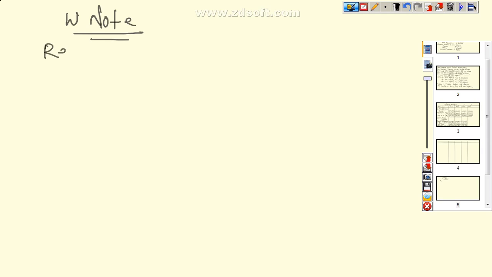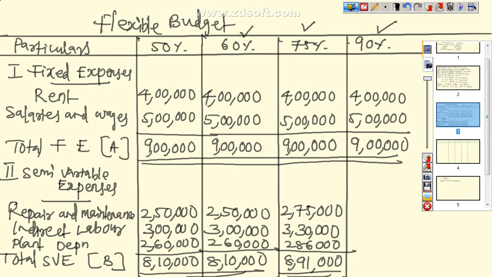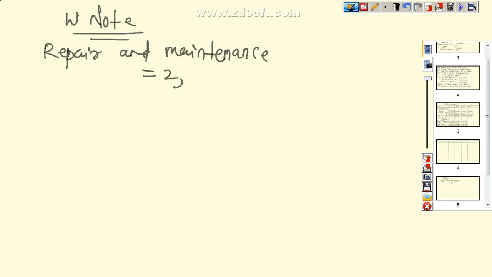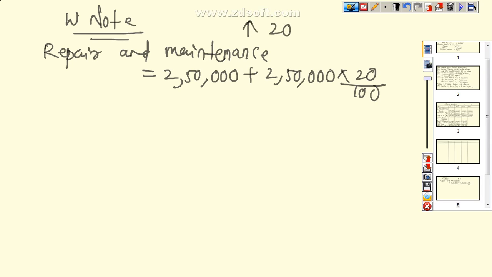So first one is repair and maintenance. The first point we have to remember, we always make the changes in the given level. So given level is 50%. So amount is equal to 2,50,000 plus 20% of 2,50,000. We have to increase 20%. The amount is equal to 3 lakh.